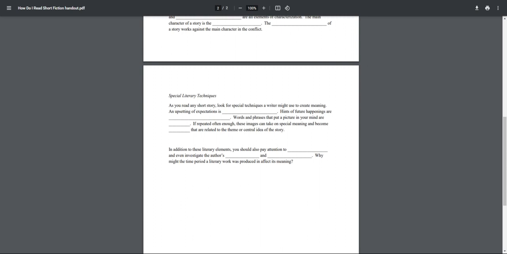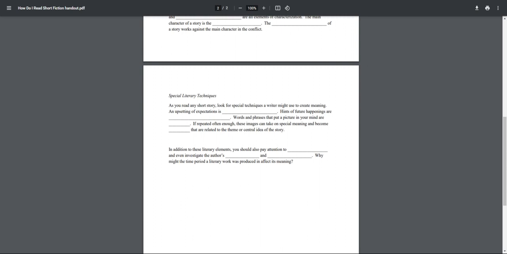Words and phrases that put a picture in your mind are called images. And if repeated often enough, those images can take on a special meaning and become symbols. So pay attention to the symbols in the stories, objects that actually represent something beyond themselves. So in addition to these literary elements, you should also pay attention to titles. Titles of a short story prepare you for what is to come.